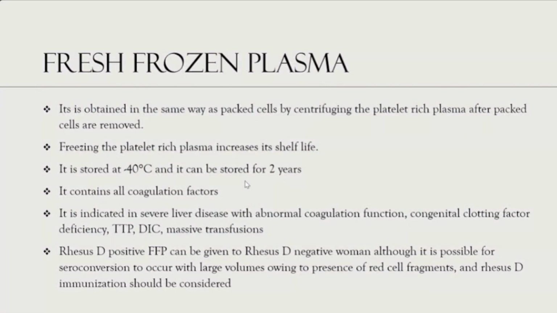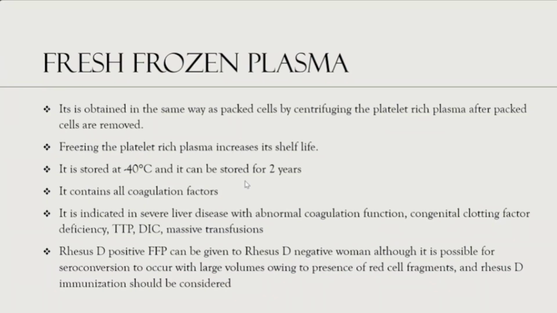So we got fresh frozen plasma. It is obtained in the same way as the packed cells by centrifuging the platelet-rich plasma after packed cells are removed. So you refrigerate, you freeze this platelet-rich plasma, and that's why they call it fresh frozen plasma. When you freeze it, you increase its shelf life. So it is stored at negative 40 degrees Celsius, and it can be stored for 2 years.